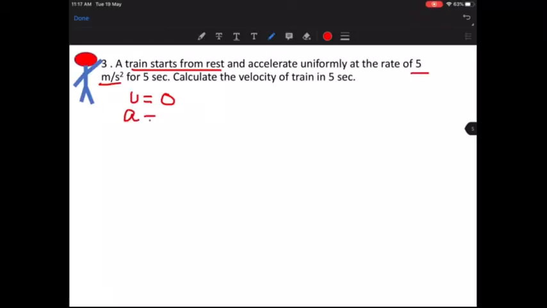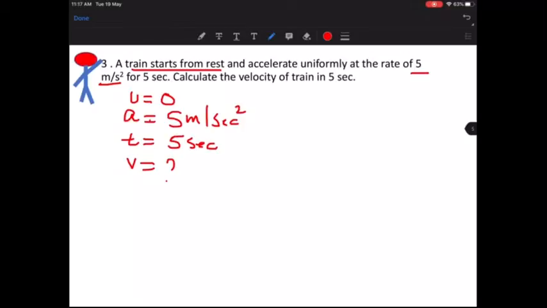So which means it is an acceleration, 5 meters per second square. Fine. What is the time given? The time is given as 5 seconds. He is asking you to find the velocity. So it seems to be very simple. What formula will you use?